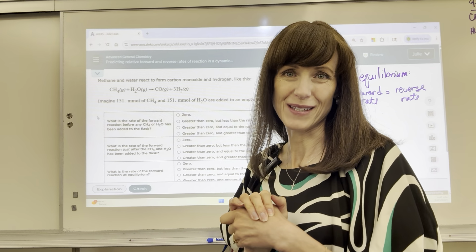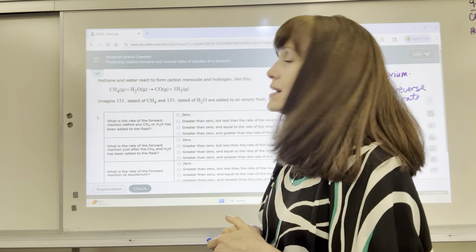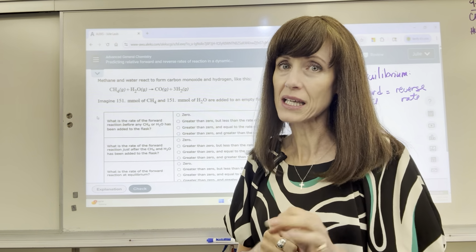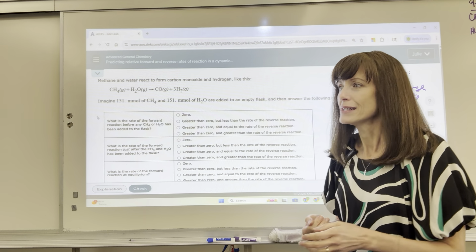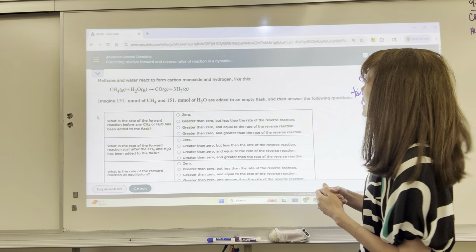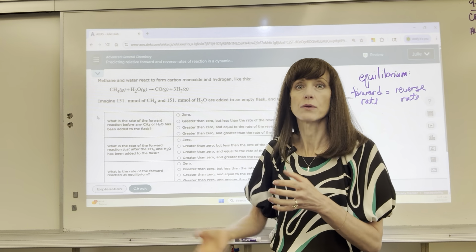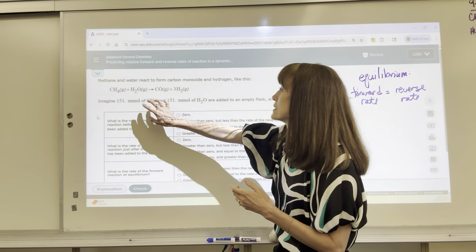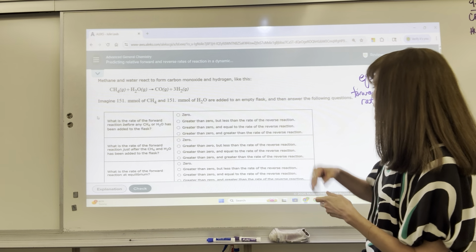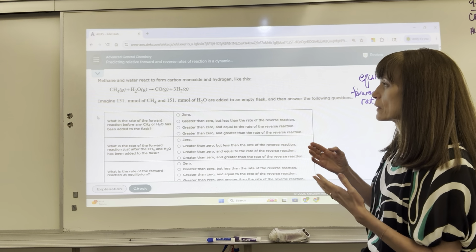I'm so glad that we got this one first. We'll do this one a couple of times. The empty flask is unique, and you will see it about every third or fourth question. Okay, it's added to an empty flask. So I want you to imagine an empty flask, and we're going to add these two compounds to it. And then answer the following questions.